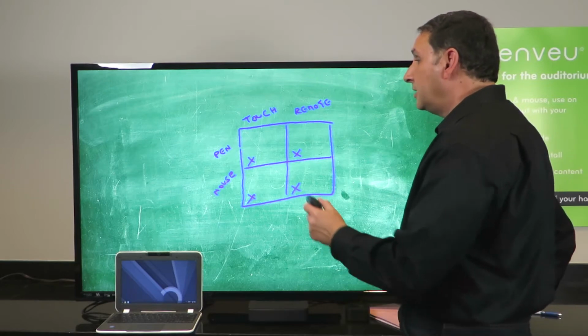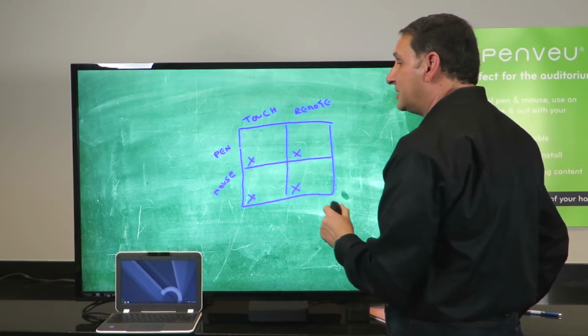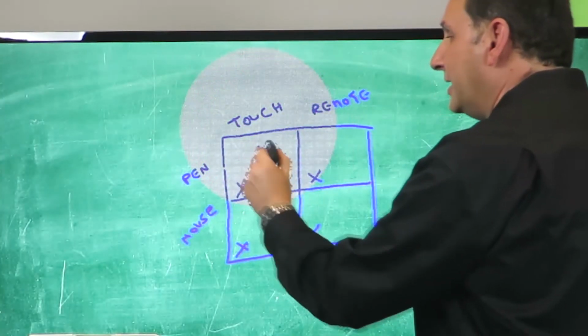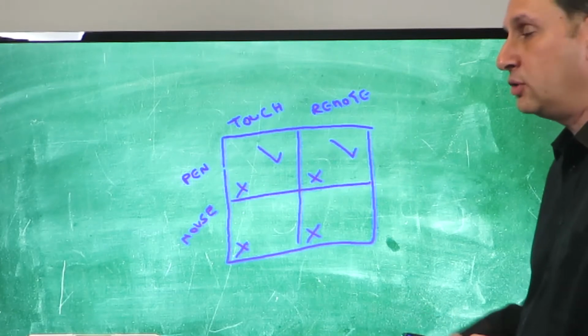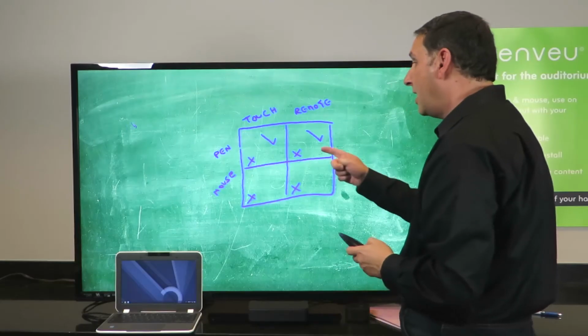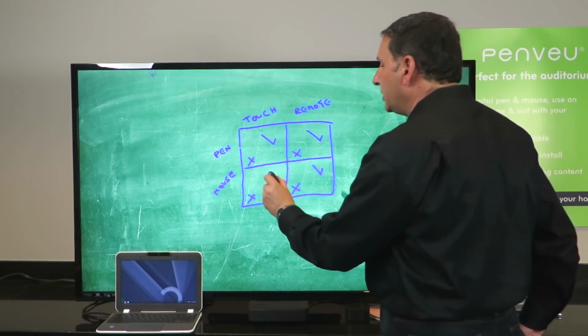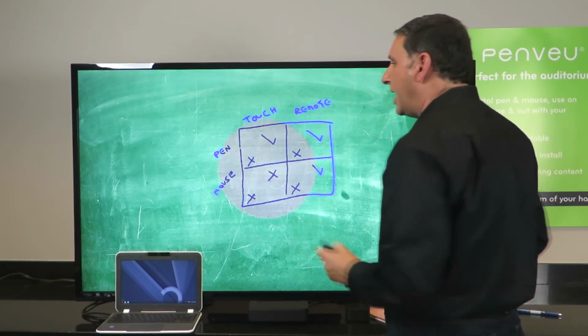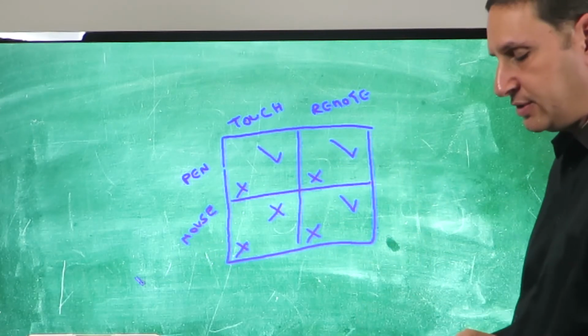Penveu, on the other hand, because the ink is generated in the Penveu device itself, Penveu is capable of being accurate in both touch and remote when using the pen, remotely when using the mouse, and at some point we will add, but don't have it now, the ability to have touch mouse accuracy.